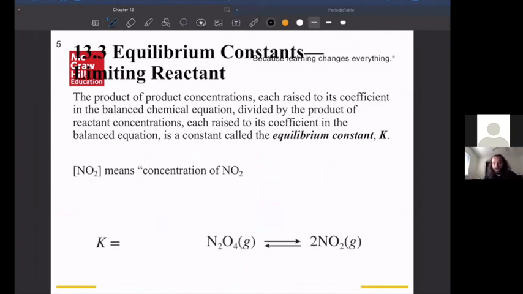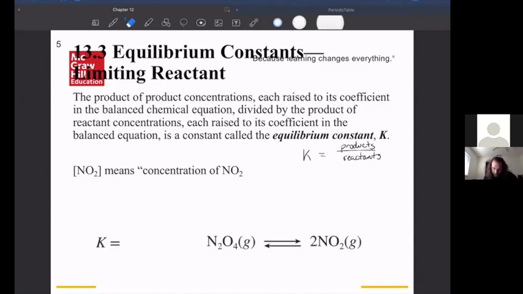And in particular, one thing I want you to have memorized in your head is K is equal to products over reactants. Products over reactants. You want to have that burned into your brain. Again, this is going to be a constant. K is an equilibrium constant, so each reaction is different. Each reaction will have a different equilibrium constant. But again, this will relate the concentration of the reactants and the products at equilibrium.